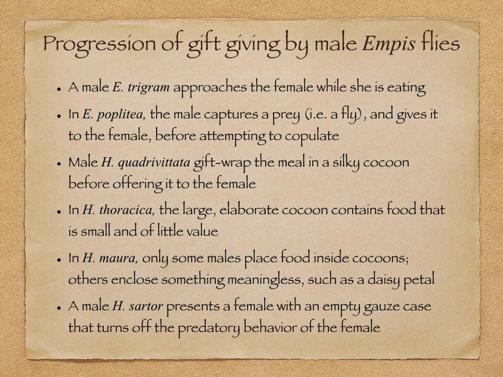The Thoracia, whatever that is, gives an elaborate cocoon that contains food, but it doesn't have much food in it. So it's basically like a really big present with almost nothing inside. In the Mara, only some males place food inside, others put something meaningless like a daisy petal inside. And finally, the Sartor gives the empty gauze case.